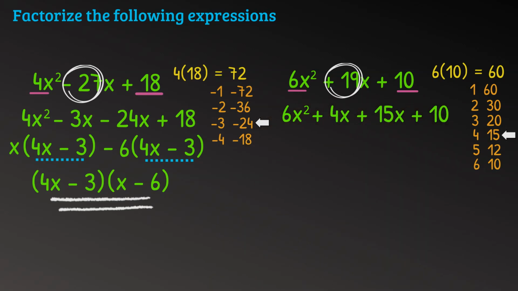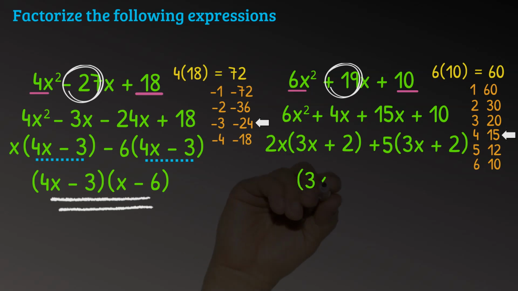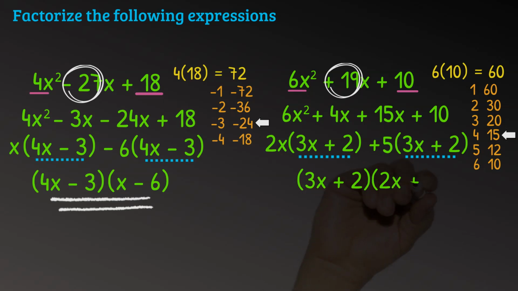Then the greatest common factor from 6x squared plus 4x is 2x, and we'd have to multiply it by 3x plus 2 to get 6x squared plus 4x. The greatest common factor from 15x plus 10 is 5, and again we'd have to multiply it by 3x plus 2 to get 15x plus 10. And we know that 3x plus 2 is the first bracket of our solution because these two brackets are the same, and as it's multiplied by 2x and plus 5, the second bracket of our solution is 2x plus 5.